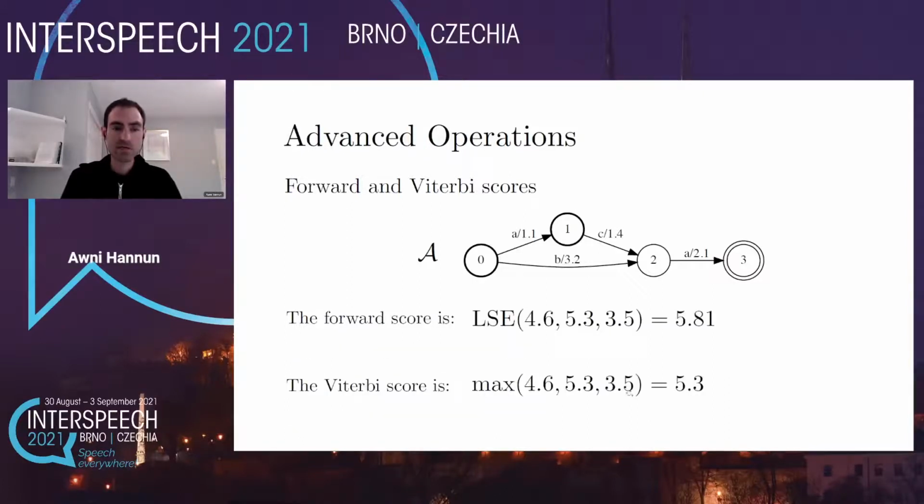Now to get the forward score, we simply take the log sum exp of each of those path scores. That gives us something close to the maximum, but not quite, a little bit larger. The Viterbi score is exactly the maximum, 5.3.